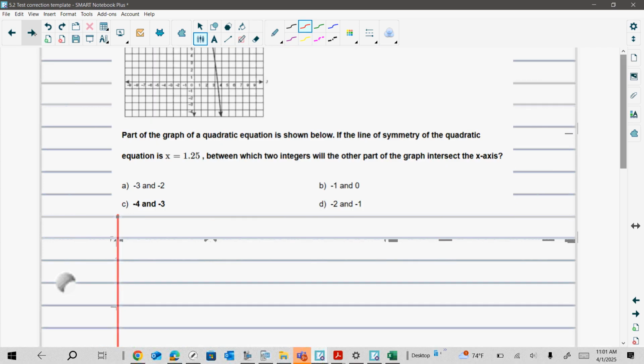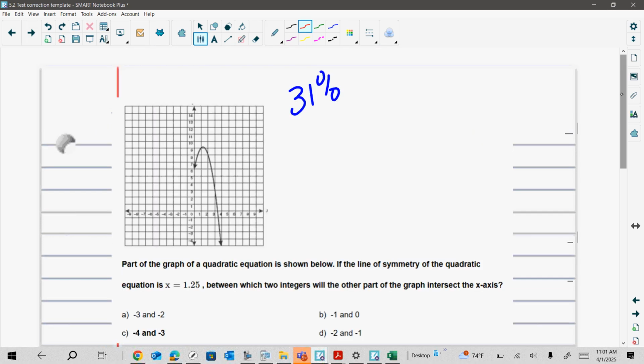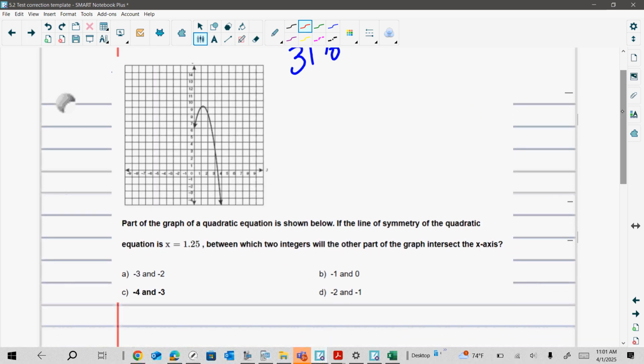So the next most missed question was this one. I forgot what number this one was, but it was: part of the graph of the quadratic is shown, if the line of symmetry is x equals 1.25, between which 2 integers will the other part of the graph intersect the x-axis? So you have to be able to interpret, right? There's some key information here. They tell you the line of symmetry, they tell you where it's at. 1.25 means I can even sketch it here because it has to go through the middle.